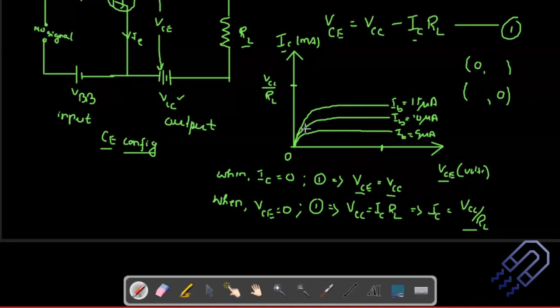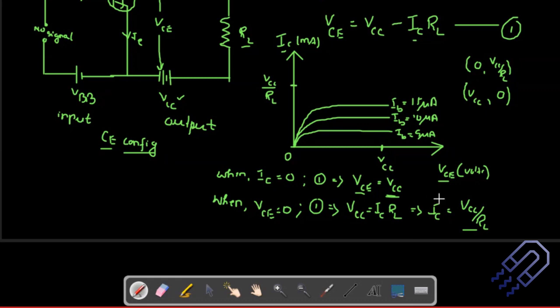Okay, so if you look into this particular coordinate system, on the y-axis we have VCC by RL, and on the x-axis it is 0. So this is 0, and this is VCC divided by RL. On this other coordinate, the x-axis is VCC, so we can write it down as VCC, and on the y-axis it's 0. So you've got 2 points here, and this is your VCC.